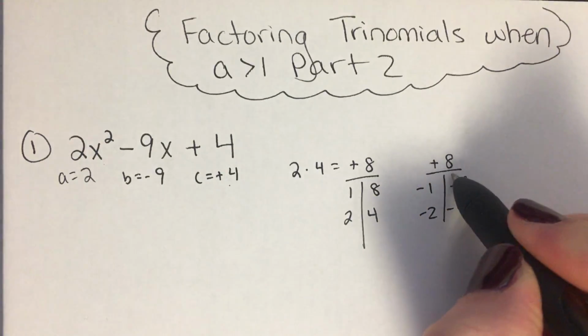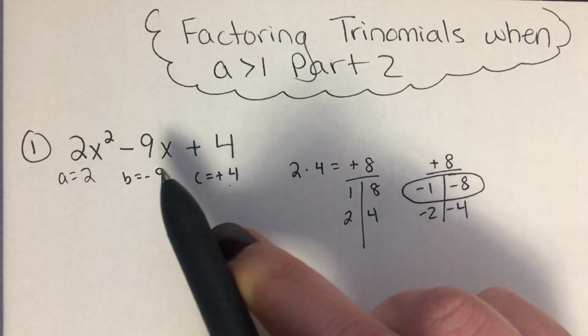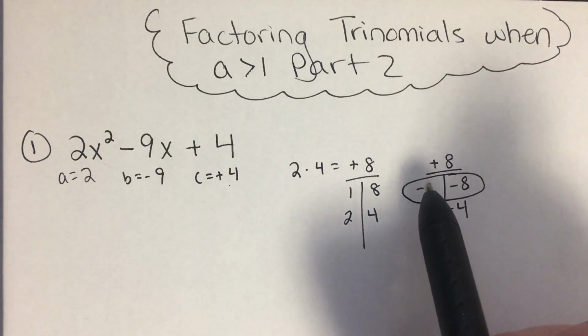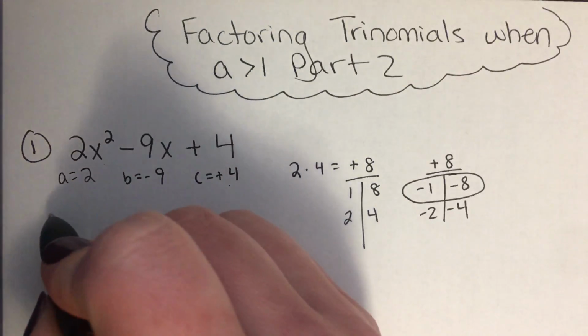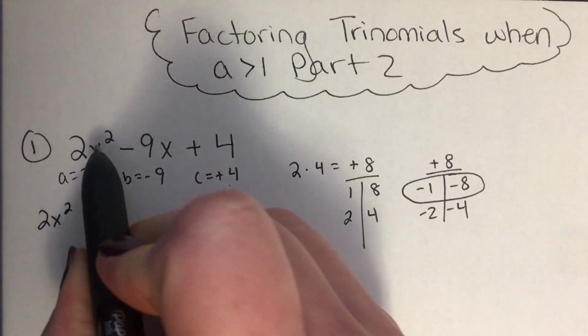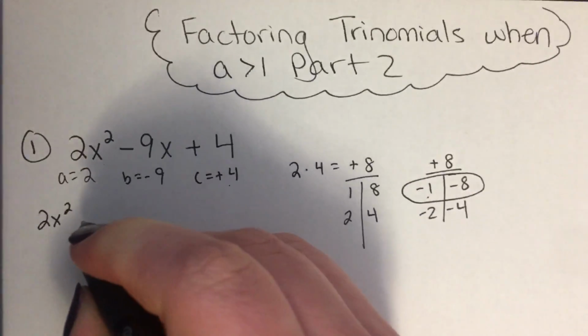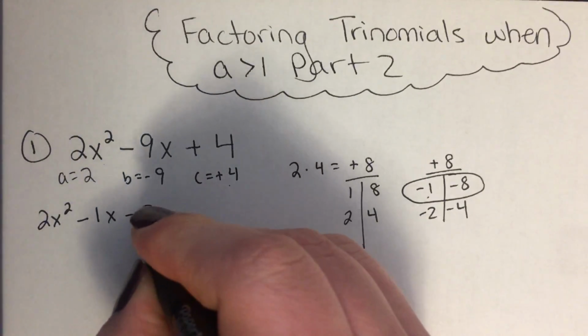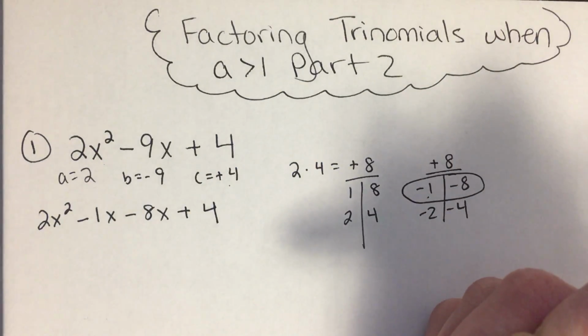So in this case, it makes sense that we have -1 and -8 because when I add them together, I'll get -9. And when I multiply them together, I'll get +8. So this means that I'm going to copy our first term. Then I'm going to insert -1x and -8x. And then also copy down our last term, +4.